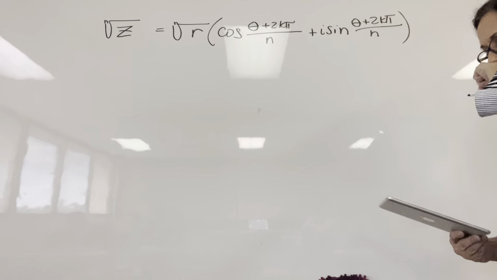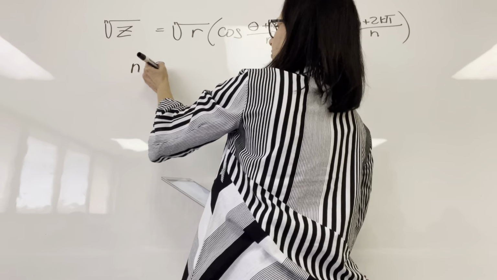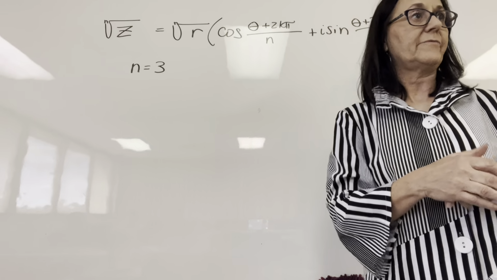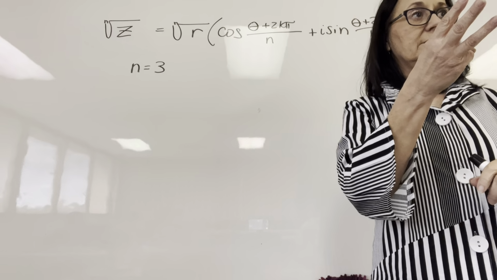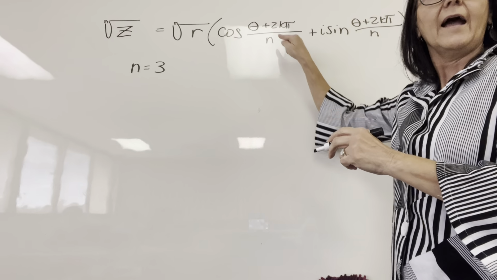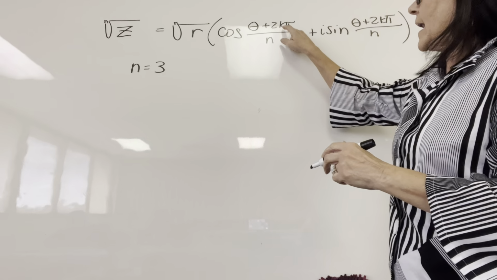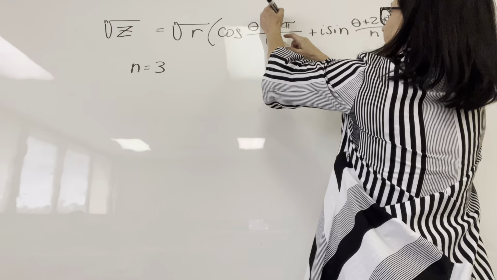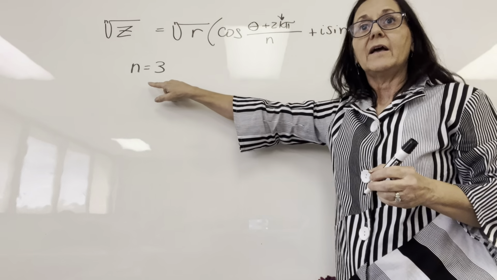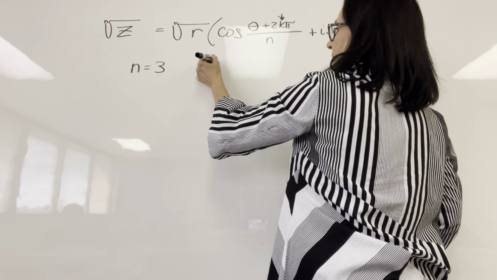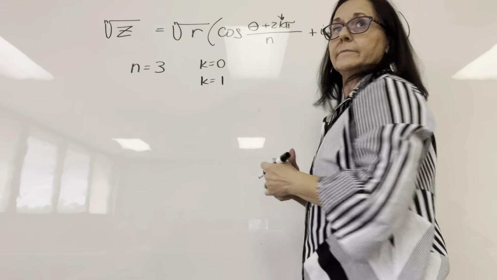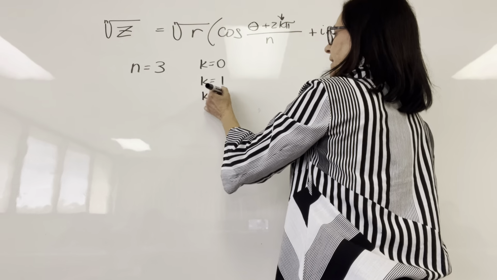If my n is 3, if my root is a third root, so I want a cube root of something, then I'm going to have three answers. I'm going to solve for r, I'm going to solve for theta. I already know n is 3. But what I substitute in k, this is where I'm going to plug in three different values. So if I'm looking for a cube root, then one solution is going to be when k is 0. You always start with 0. The second root is going to be when k is 1. The third root is going to be when k is 2.